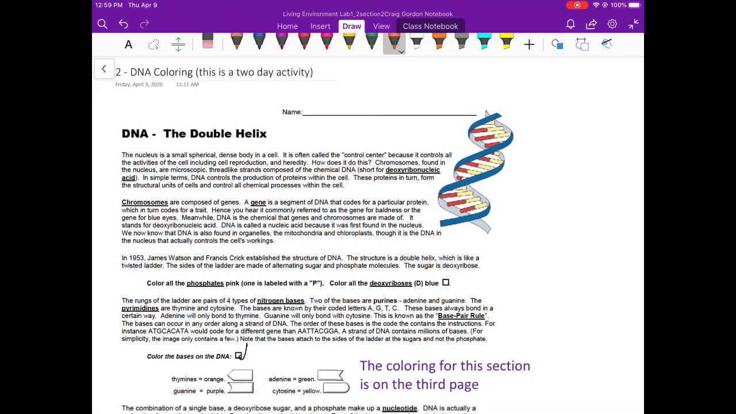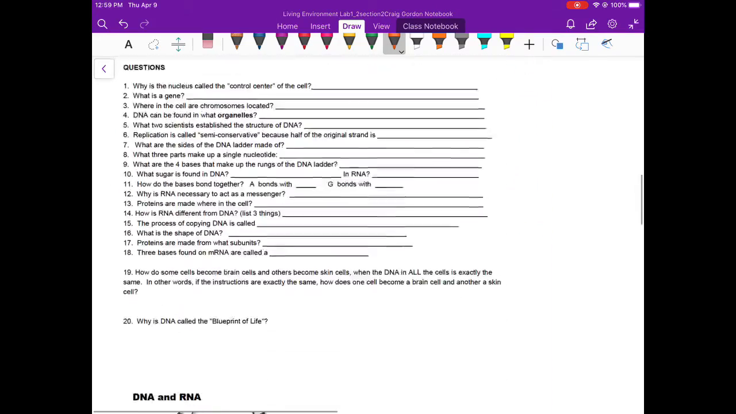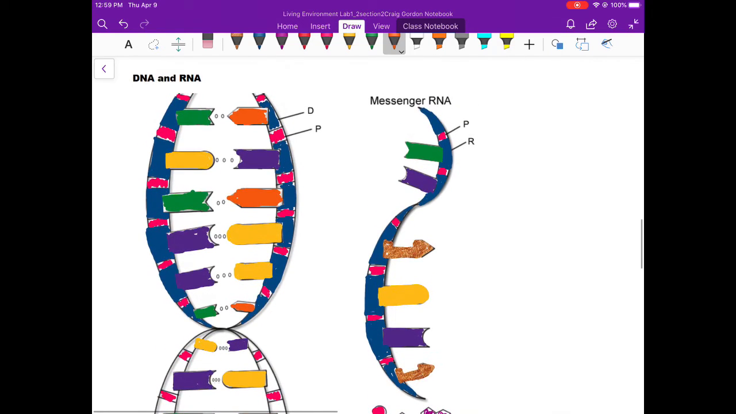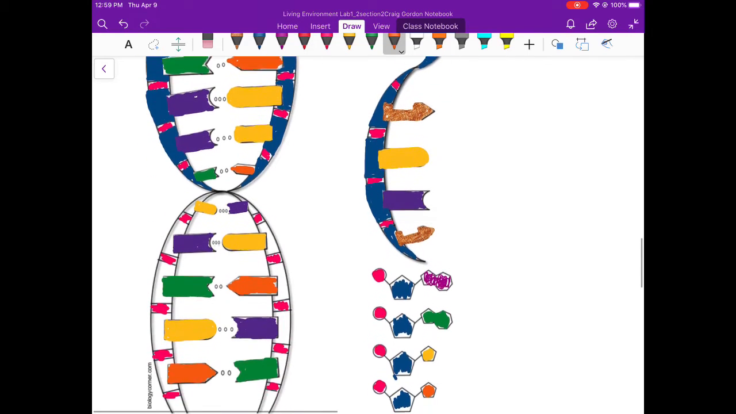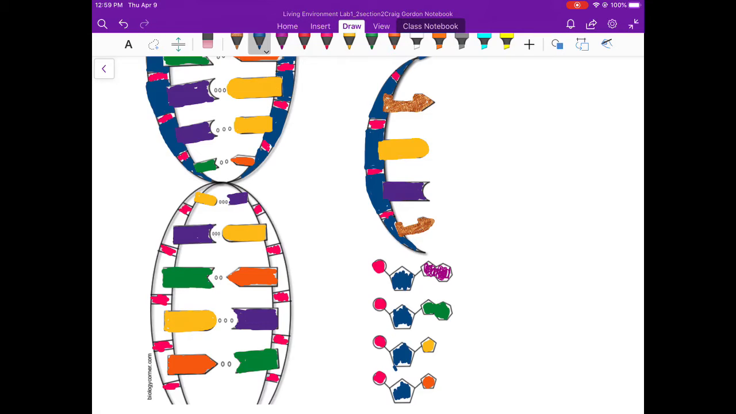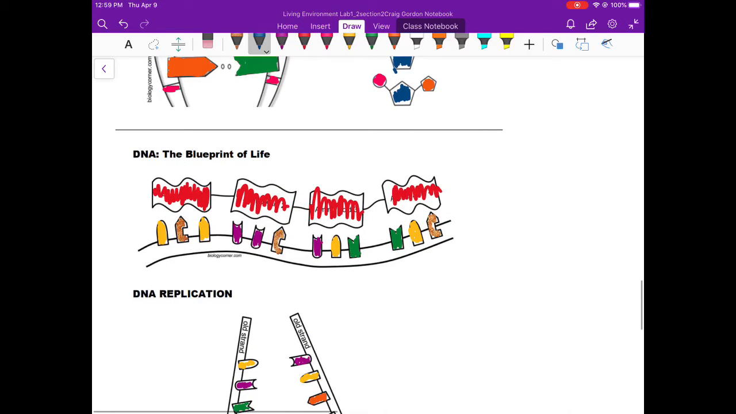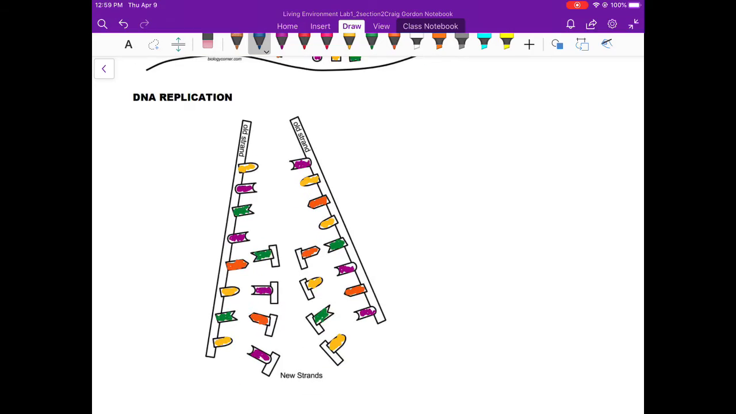Hey guys, I am reviewing Thursday and Friday's activity on DNA, the double helix. So, you were to color, that was the first thing, and if you take a look, I colored over here. You had your adenines and thymines and cytosines and guanines, and I forgot to color these guys in, but you had to color all that in. Anyway, I'll finish that in a little bit. You had to color the transcription process and the replication process, which I did.